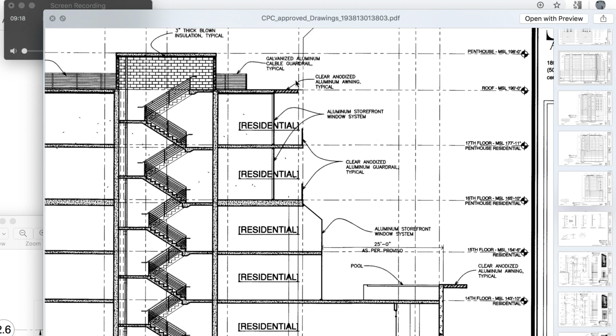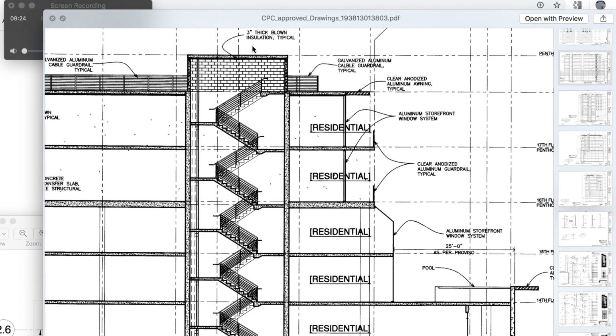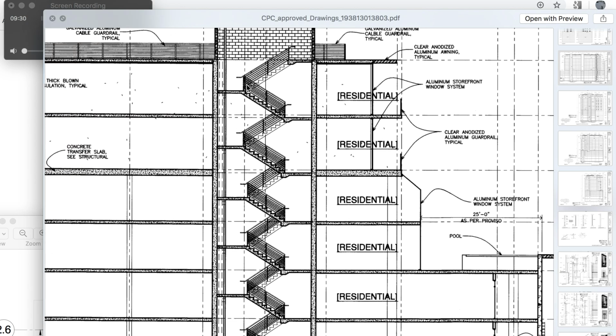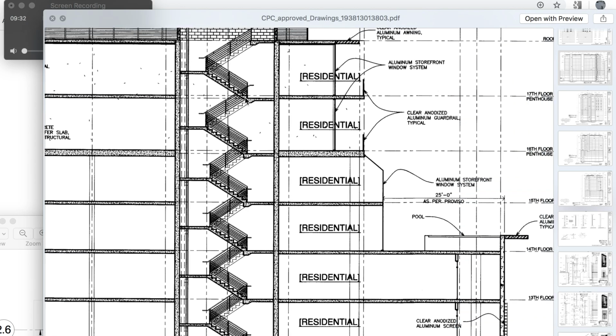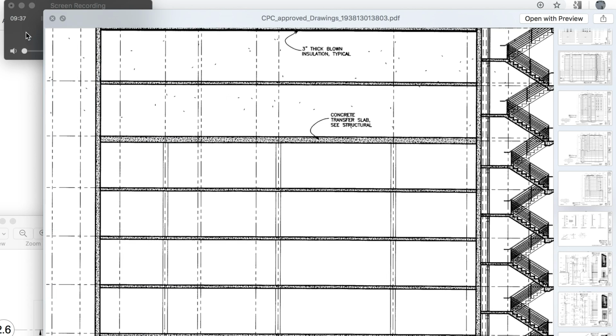So this is 8 feet. Is that right? Yeah. This is 8 feet from there, top of that guy. That's their party area. And that's the top of that one. And they're 3-inch thick blown insulation. Nevertheless, we've got a transfer slab up here on 16. Let's see if we can find a transfer slab on 16.